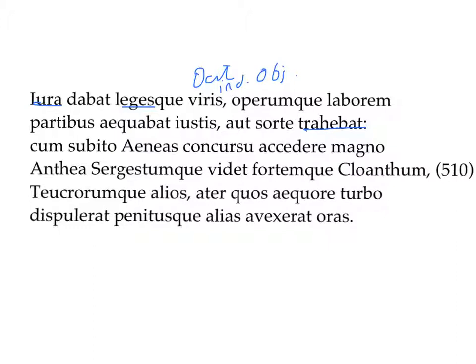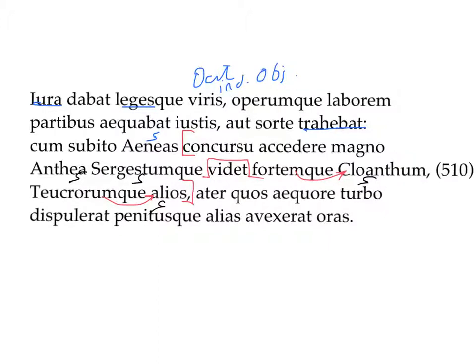All right, and then when suddenly Aeneas, our subject, concursu accedere magno is the ablative and an infinitive. That's interesting. Anthea Sergestumque videt. Ooh, we have a head verb and an infinitive. I think we're going ACI. So we're going to go back here. Looks like we have our accusatives, Anthea and Sergestum and Cloanthum, Teucrorumque alios, even all the way through there. So we have a series of accusatives, which are subjects. Okay, here's a genitive going with alios, and we see fortem going with Cloanthum, except we have to put a hat to break our indirect statement around videt.